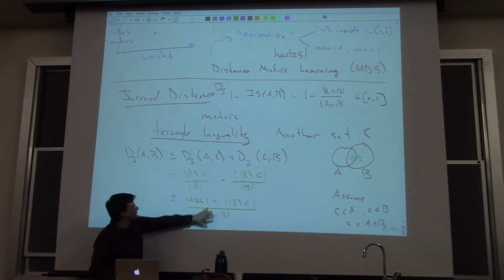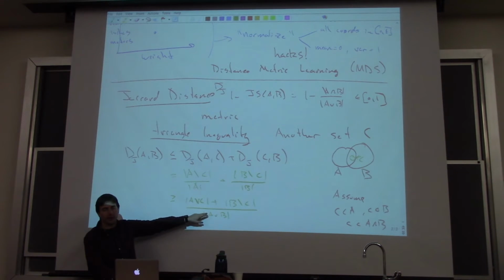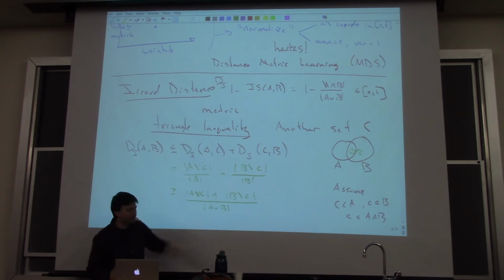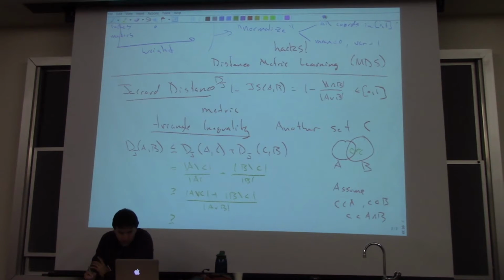So this one should be larger because I'm dividing by a larger quantity, both parts here. So that means dividing by a larger quantity, this is smaller. And so then I can also say that this is going to be larger than the symmetric difference of A and B. Remember, the symmetric difference of A and B is this part here, over A union B, and this is exactly equal to the Jaccard distance between A and B.